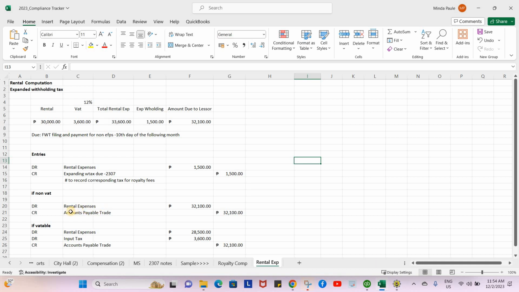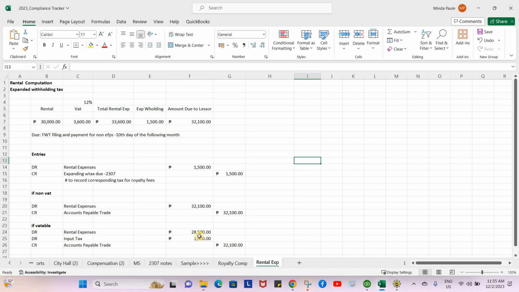Kung hindi ka naman VAT, ang entry mo would be rental expense, the full amount na babayaran mo, and accounts payable trade, 32,100. Assuming lahat ng payables mo, ilagay mo sa accounts payable trade. Kung vatable ka naman, remember you have computed 3,600. Ito ay magiging, kung output tax ito ni lessor, it will be your input tax. So, rental expense, 28,500, input tax 3,600, and credit accounts payable 32,100.